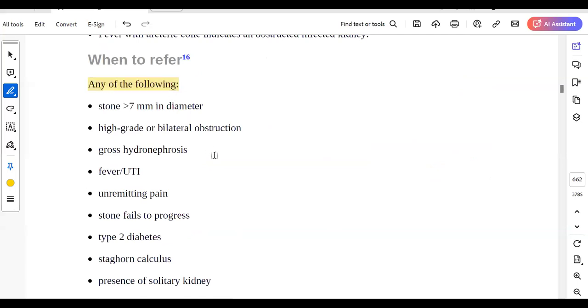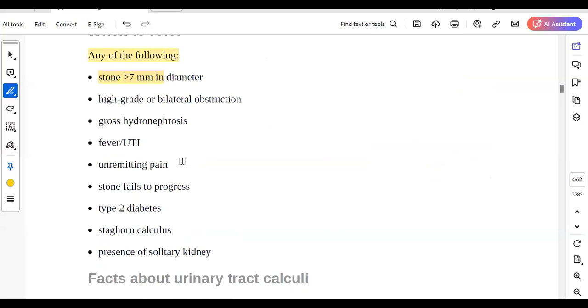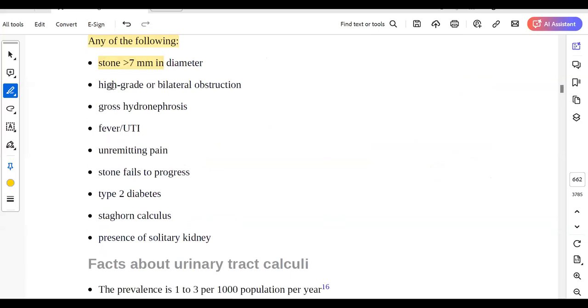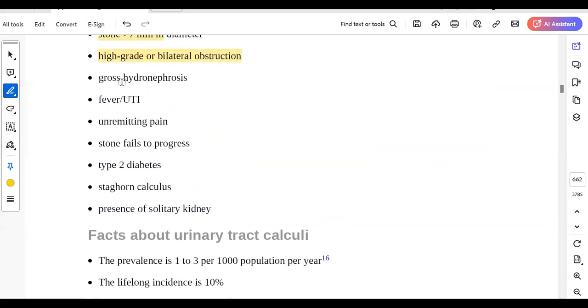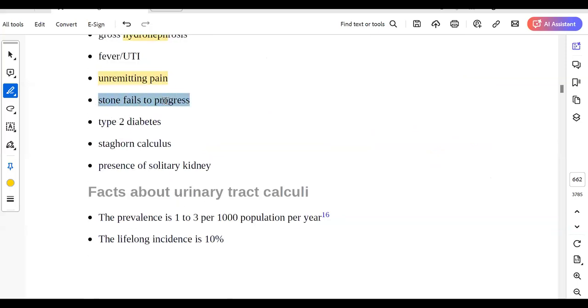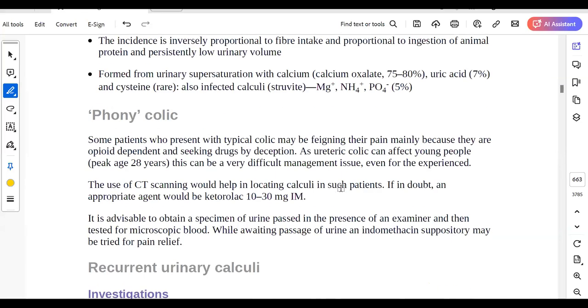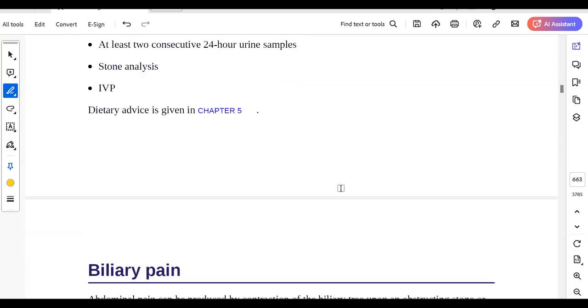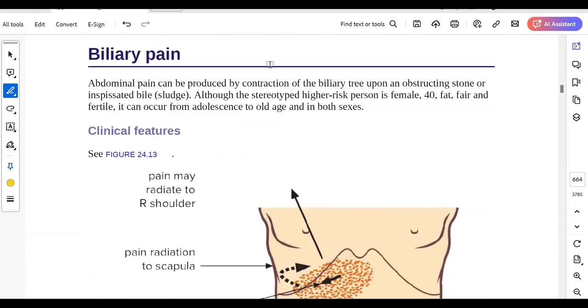So this is one of the other three things, when to refer: a stone size more than 7 millimeter, high grade or bilateral obstruction, hydronephrosis, patient having severe pain, or stone not progressing after a few weeks. In this situation, you need to send the patient to the urologist for further checkup. Okay, so that's all about urinary colic.